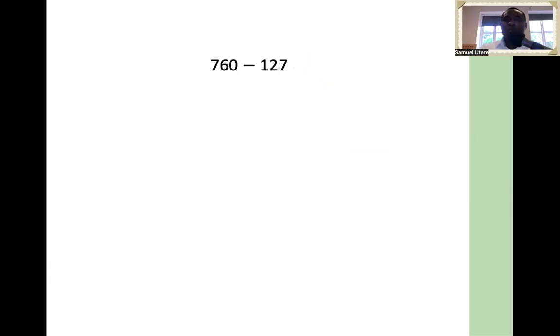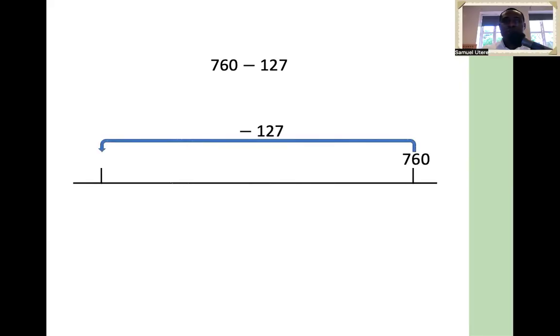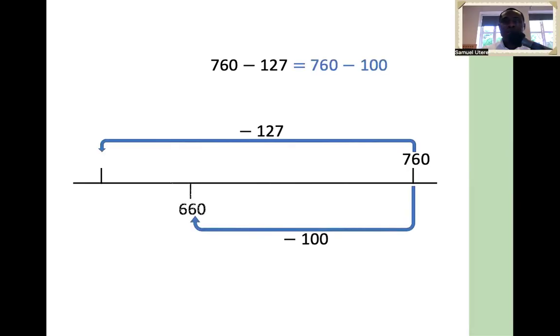What about this one? How could we do mental calculations when we have to do subtraction? Well, we can use the same mental model using a number line. So we could do 760 minus 127, but then we can do it in steps. So we can do 760 minus 100, then we can take two tens, which is minus 20, that will be 640. And then we can subtract 7 units, which is 633.